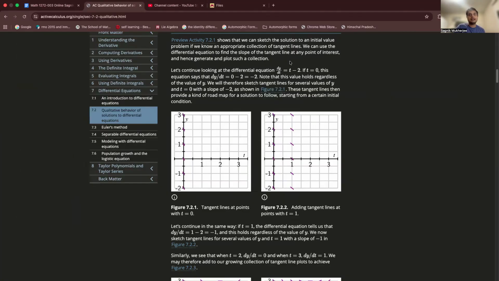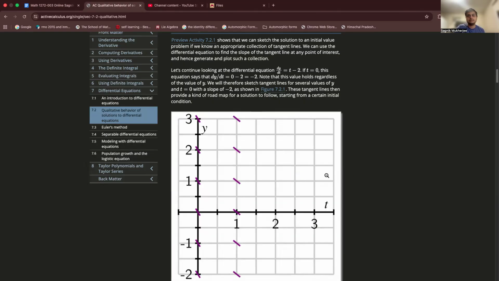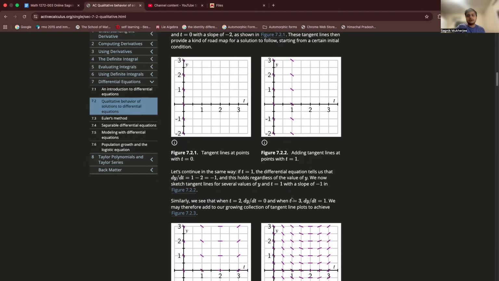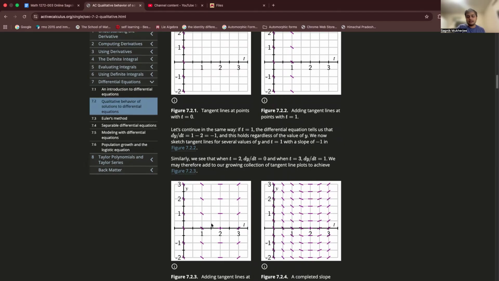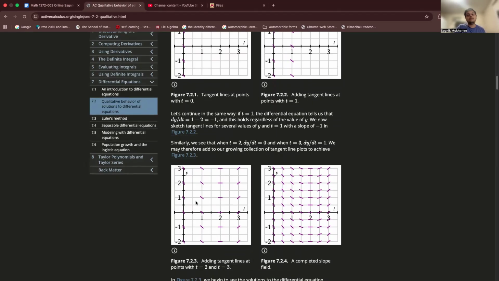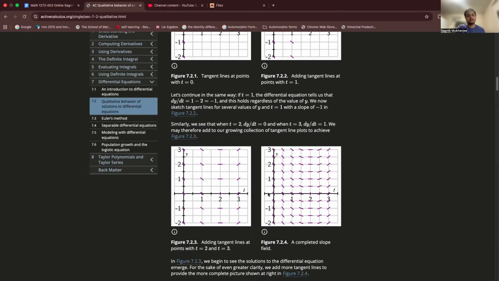Now similarly, if you take t equals 1 instead of 0, the slope becomes, as you can see down here, negative 1, right? So if you draw the tangents at t equals 1 to the graph, they would look like this, right? In this fashion, you are drawing the tangent line segments at t equals 0, t equals 1, t equals 2, t equals 10, and so on. If you keep doing that for all values of t, you essentially end up having something like this.